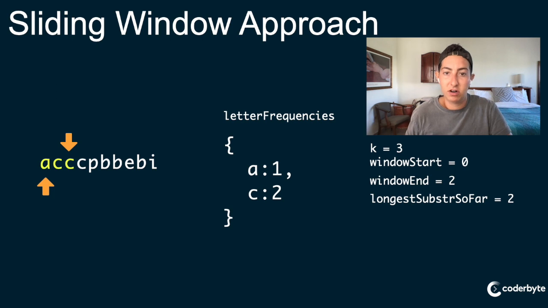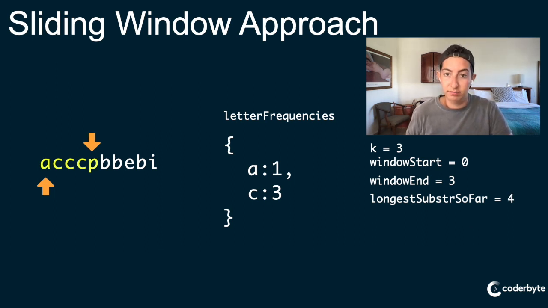So our window has grown, and we're still under the limit, which is K. For our longest substring so far, we now have length 3. We're still under K in terms of how many distinct letters we've seen, so we grow our window one more time, increment window end to denote that the window has grown, and we see another C. So we increment our C frequency, and we happily add another element to our longest substring so far. Now we have a longest substring of 4.